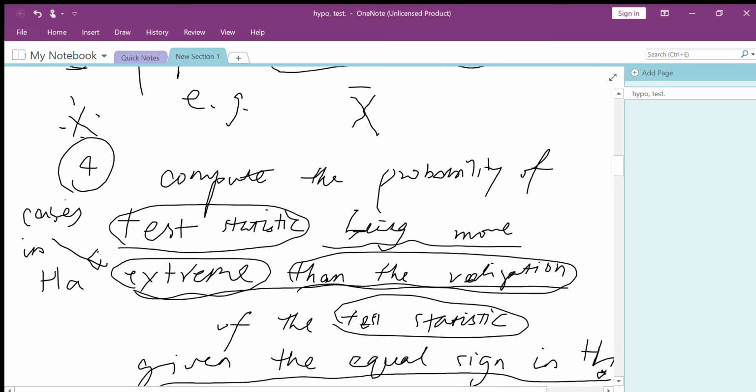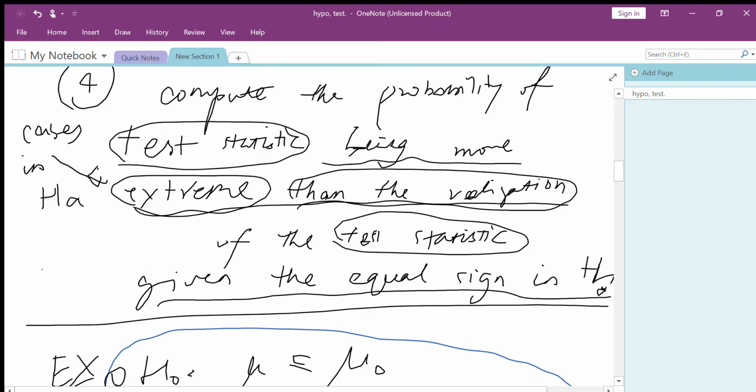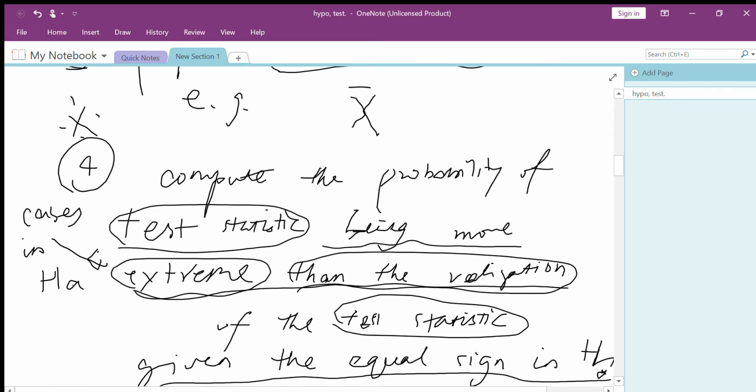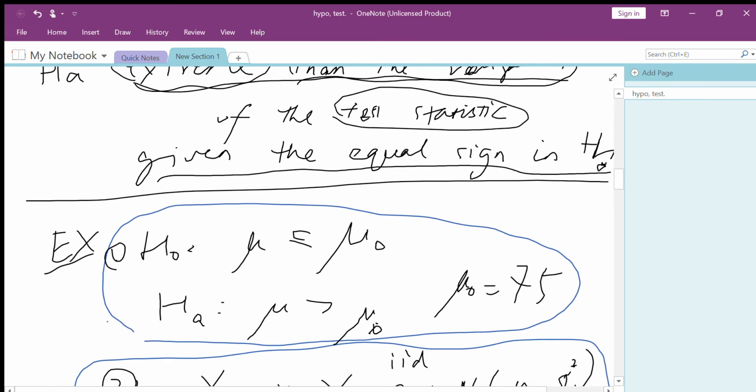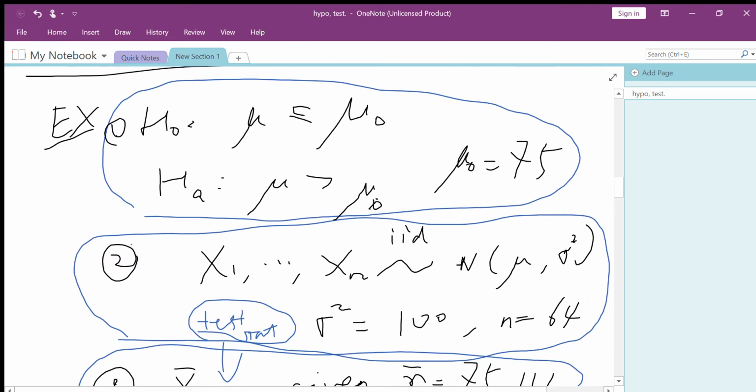And the fourth step is to compute the probability of the test statistic being more extreme than the realization of the test statistic, given the equal sign in H null. Extreme means cases in the alternative, HA. So it is easy to get the first example. The first example is just this right-sided test.